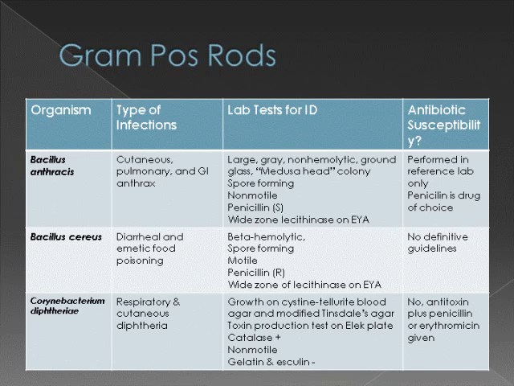Corynebacterium diphtheriae causes respiratory and cutaneous diphtheria. It grows on cystine tellurite blood agar and modified Tinsdale agar. You can detect toxin production on the Elek plate. It is catalase positive, it's non-motile, and it is gelatin and esculin negative. Antibiotic susceptibility is usually not needed, but an antitoxin must be given as well as either penicillin or erythromycin to treat this organism.